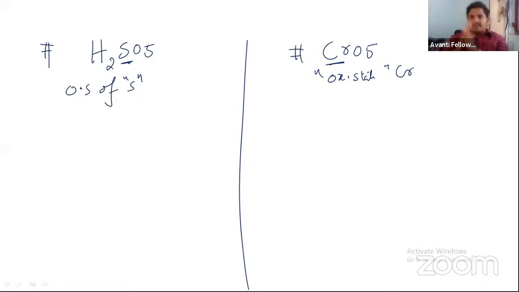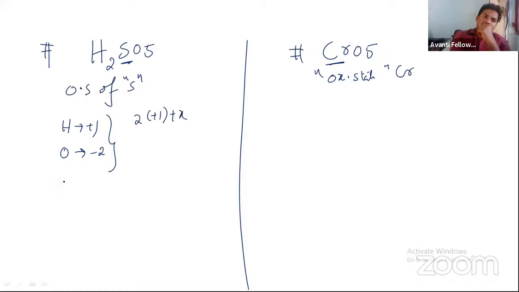Sir, is it every time we need to calculate with the formula? If you see hydrogen, you can take +1 and oxygen, you can take -2. Then from here, 2 into +1 plus x, sulfur you don't know, that's why I call it as x, plus 5 minus 2. This will become what? +8. But this is wrong.